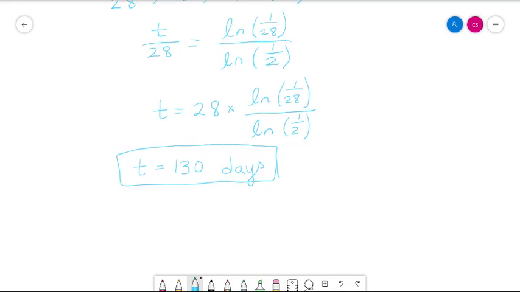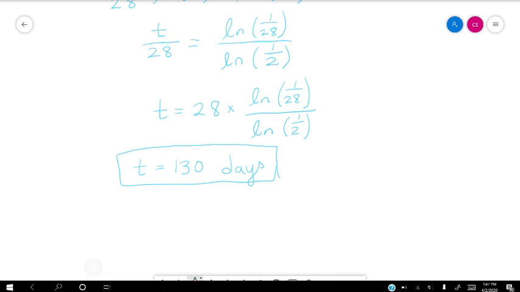Okay, so let's pause here. In part 3, we're going to talk about Newton's law of cooling, and we're going to look at an example of that as well.